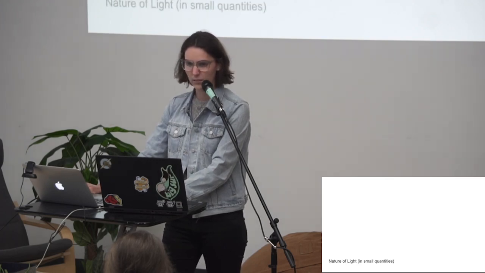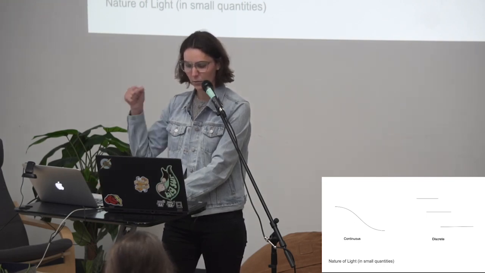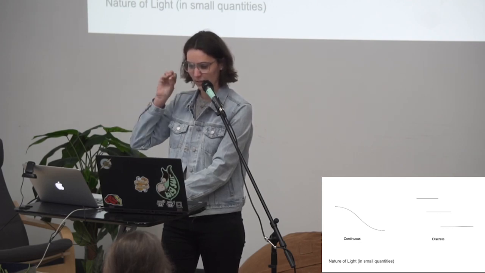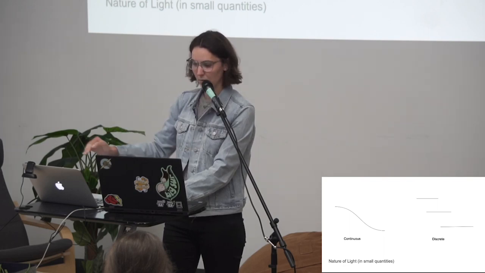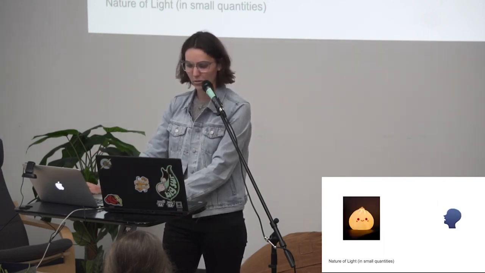So in particular, the question that we kind of want to know the answer to is: is light continuous, or is it a discrete quantity? In case you're not entirely sure what those mean, here's a picture. A line that doesn't have any breaks in it is a continuous quantity, and discrete basically means a stepwise function. So there are steps, it's not smooth.